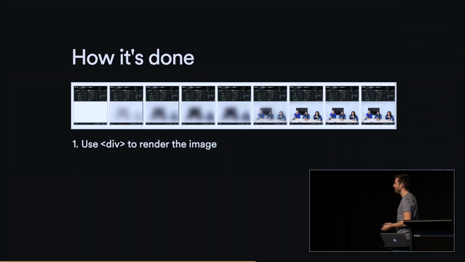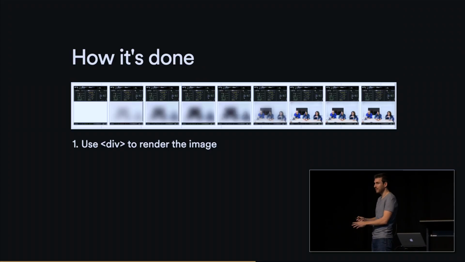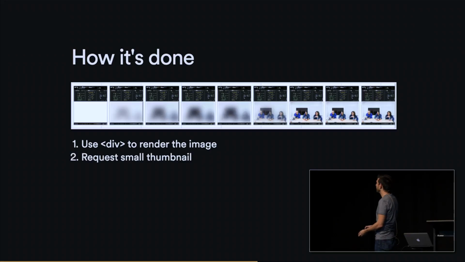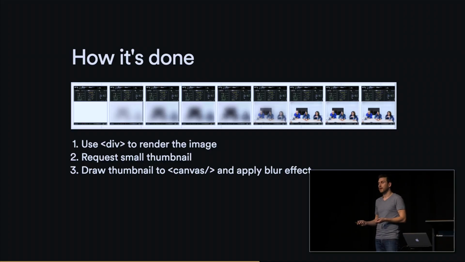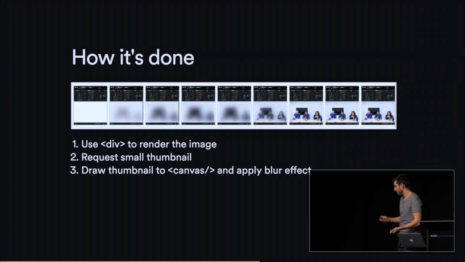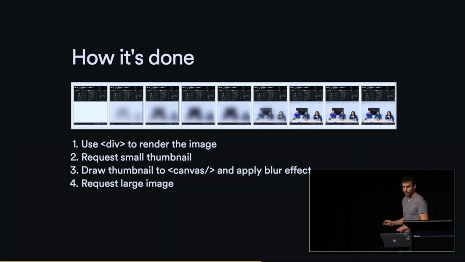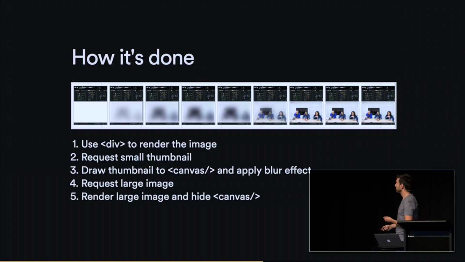They use a div to render the image. If they were to use an image, then the image is already requested. There's nothing to do there. They request the small one, they draw the small one into a canvas, and then they apply a blur effect. You can also achieve the same behavior by using CSS filters, and they have blur there, and also there's a blur filter on SVG. Not sure why they chose canvas, but it's very creative. Then they request a large image, and then when it's fetched, they render it and they hide the canvas.